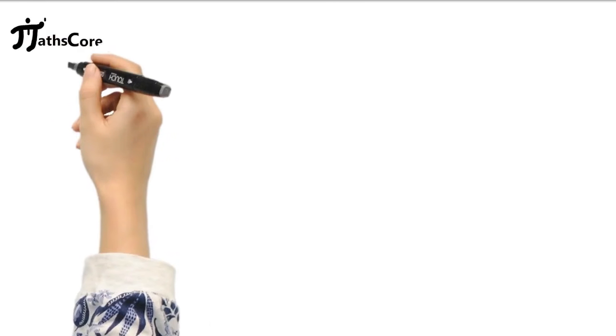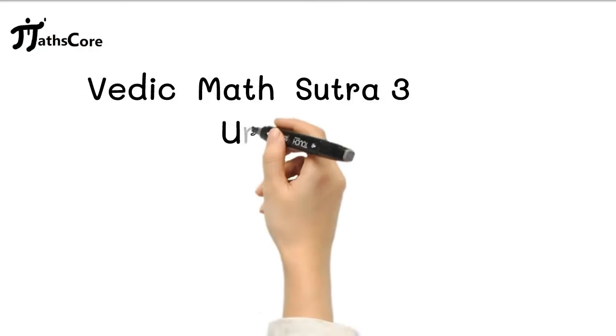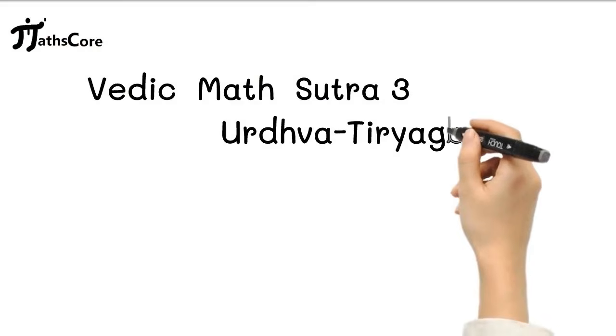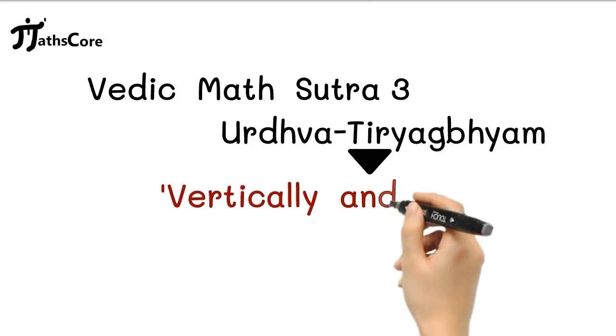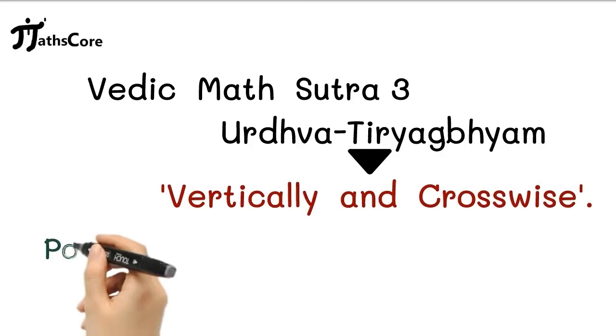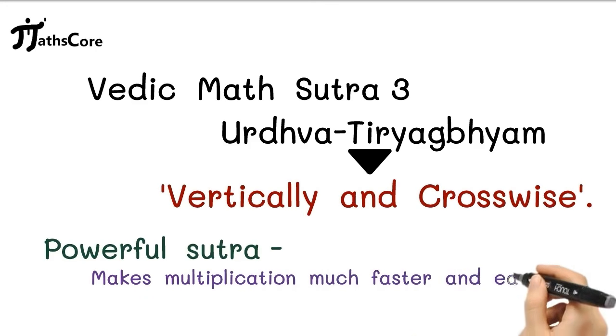Hello everyone, welcome back to Math Score. In this video, we are going to explore Vedic Maths Sutra 3, which is Urdhva Tiryakyam. The meaning of this sutra is vertically and crosswise. This powerful sutra can make multiplication much faster and easier. Let's get started.